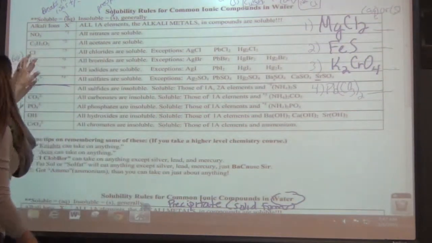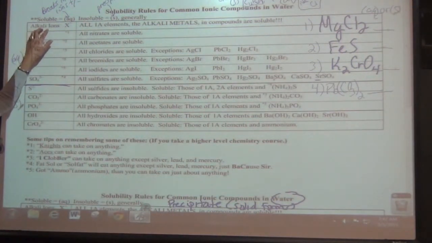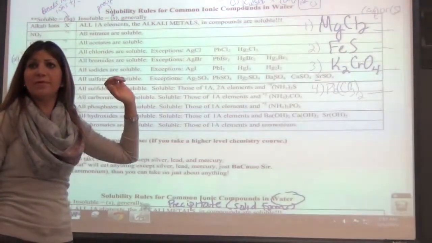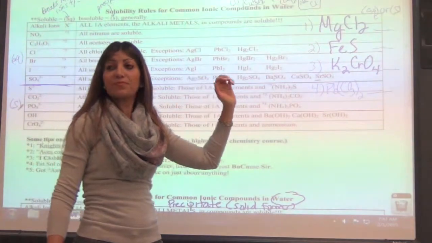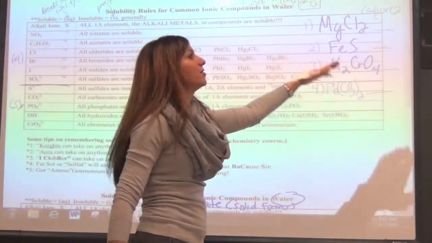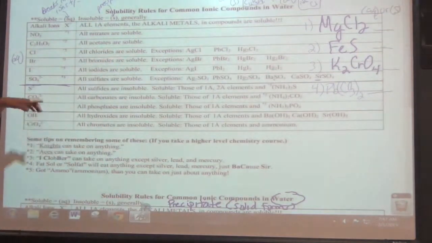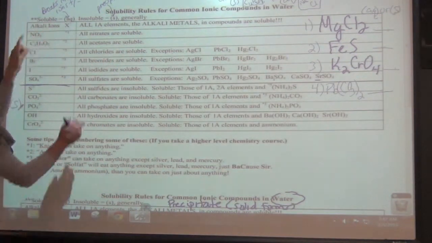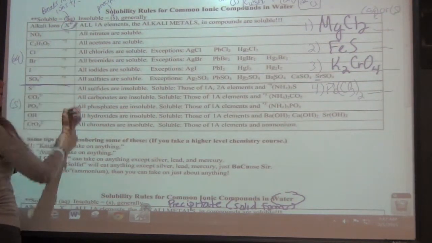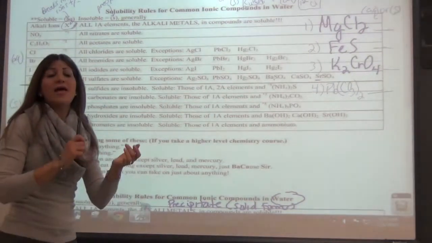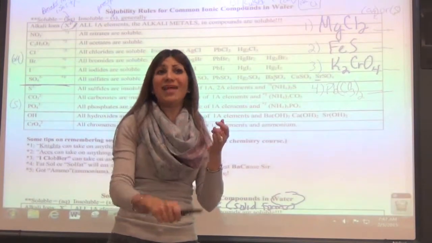Okay? So the first one on the list are the alkali ions. Do you remember where the alkali metals are on the periodic table? Far left. The alkali metals are lithium, sodium, potassium, rubidium. Anytime that you have a positive ion, an alkali ion, these will all be soluble. So you can have Na anything, you could have Li anything.